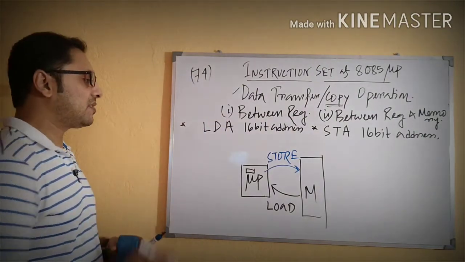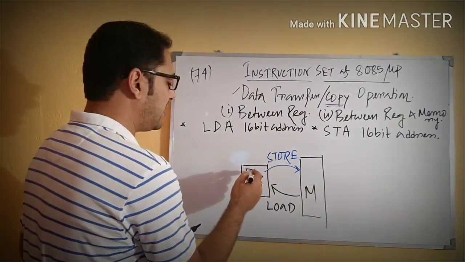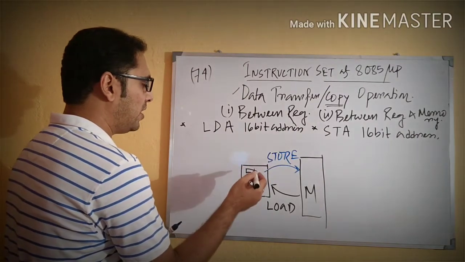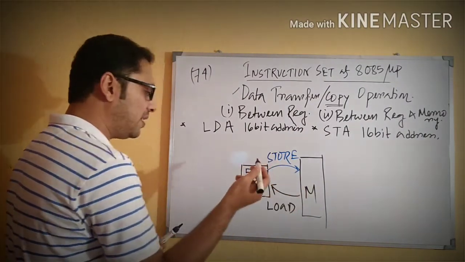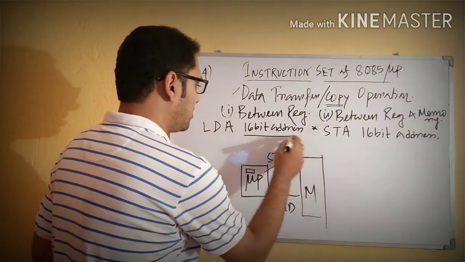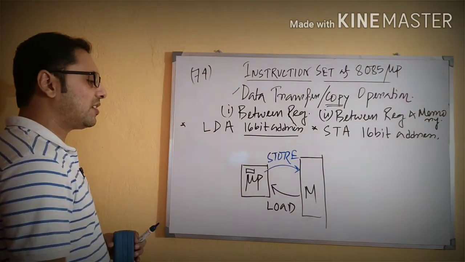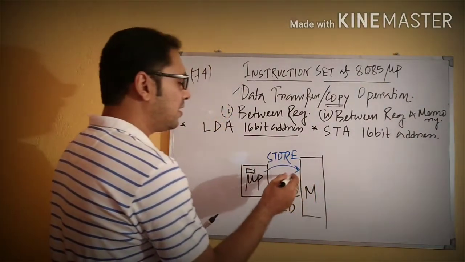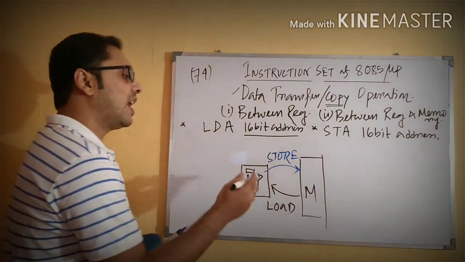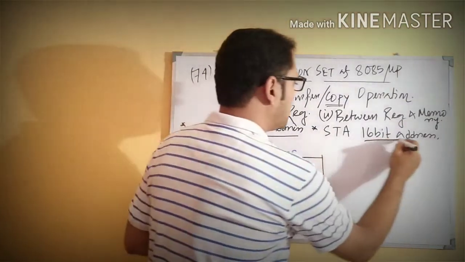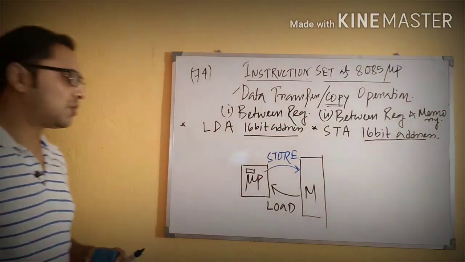I'm repeating it once again. LDA means load accumulator direct. The accumulator is here. We want to load the accumulator directly from memory. So from memory means from which location? This location. Store accumulator direct means I want to store the content of the accumulator directly into memory. So obviously the question arises, at which memory location do I want to store the content of the accumulator? The answer is this one.